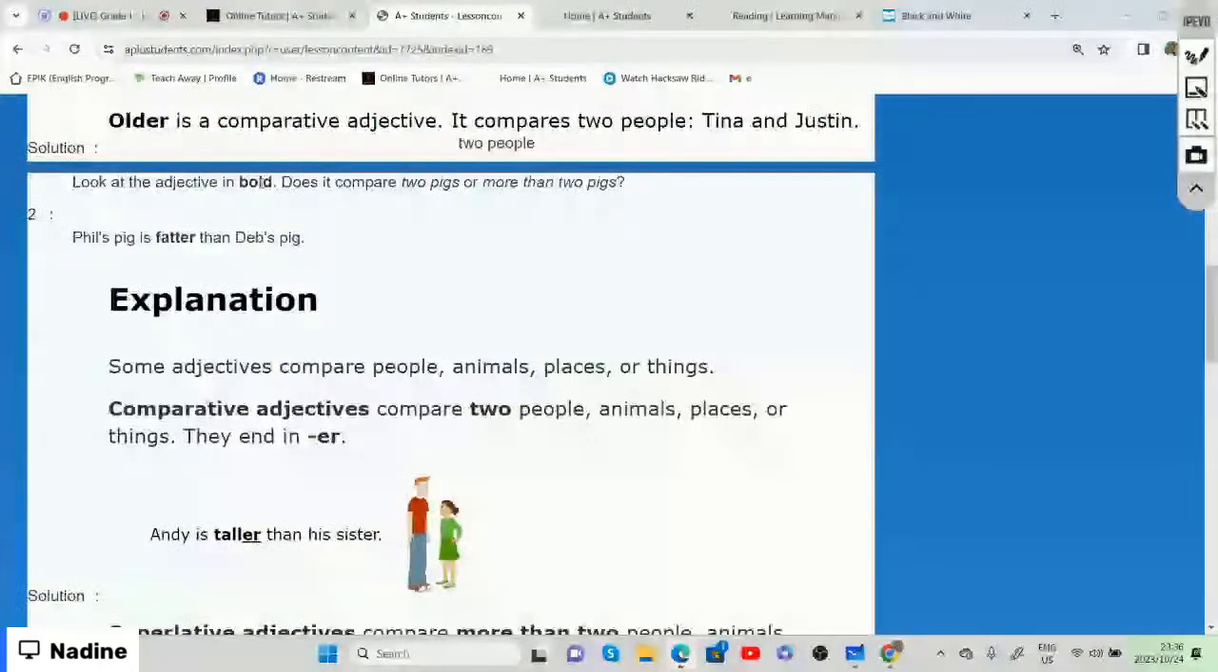We need to look at the adjective in bold. Does it compare two pigs or does it compare more than two pigs? Phil's pig is fatter than Deb's pig. So the word in bold is fatter. Are we comparing two pigs or are we comparing more than two pigs?